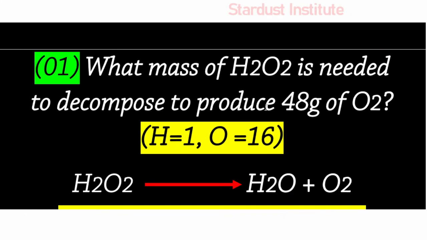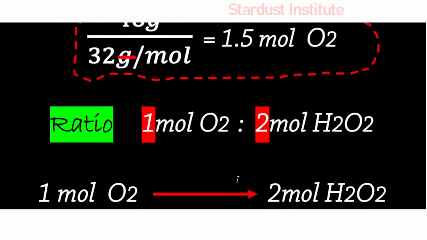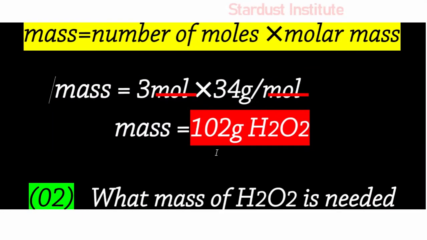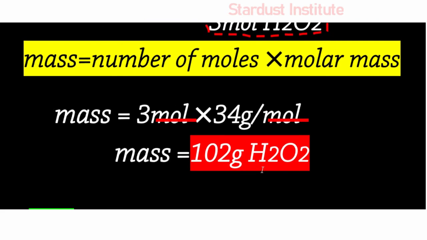To produce 48 grams of oxygen, we need 102 grams of hydrogen peroxide. Our answer. Now let's go to the next one.